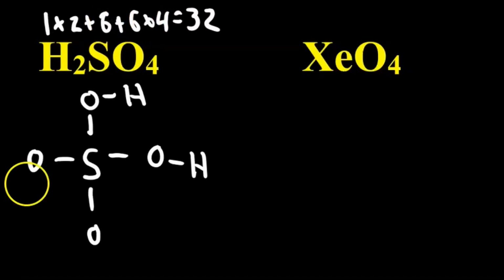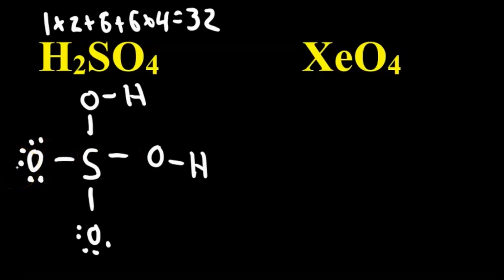32 electrons. And we currently have 2, 4, 6, 8, 10, 12. We currently have 12. We need to add the remainder, starting at the outer atoms to complete octets. 14, 15, 16, 17, 18. This now has a complete octet.